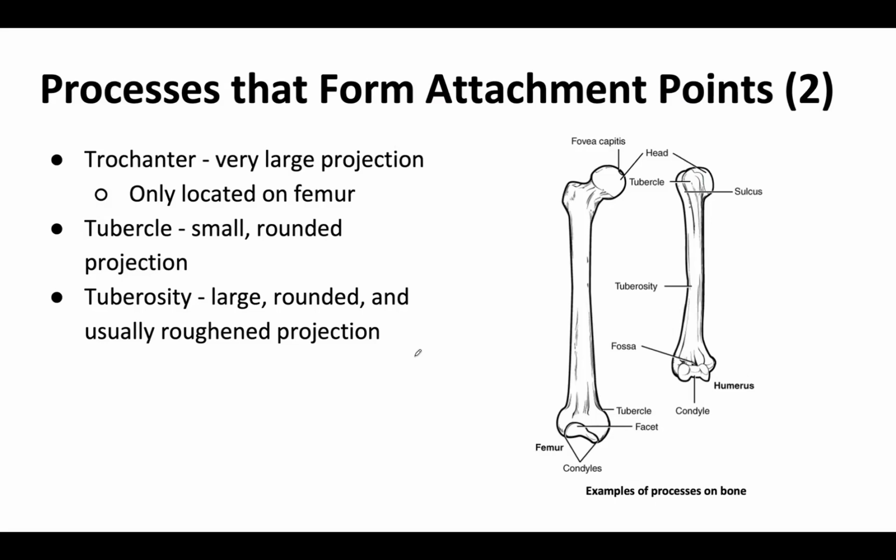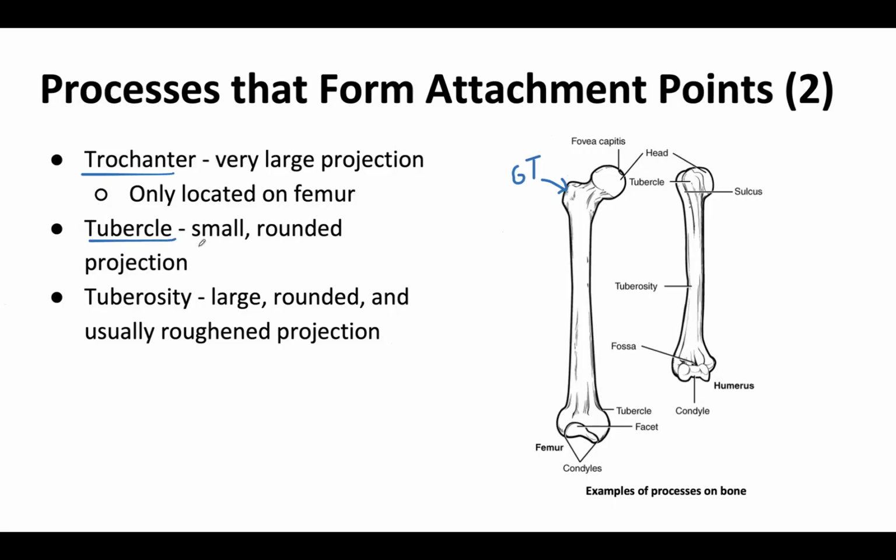But wait, there's even more. I told you there were a lot. The next three are basically describing the same thing with differing sizes. So a trochanter is a very large projection, and they are solely located on the femur. So the greater trochanter of the femur is a rather large projection on the lateral side of the femur where many, many muscles attach. A tubercle is a smaller, usually rounded projection.